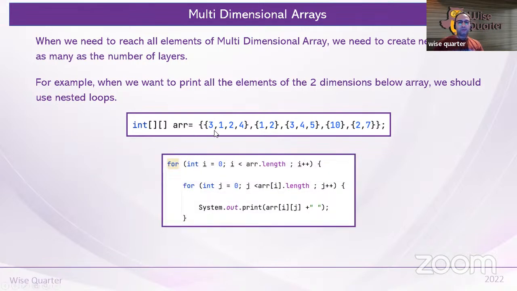Okay, as you can see, to reach all the elements, we need to use 2 loops if it is a two-dimensional array. We need to use 2 loops, as you can see. And by using these values, we can reach the elements of all the arrays.